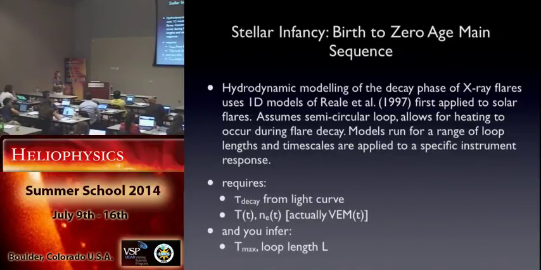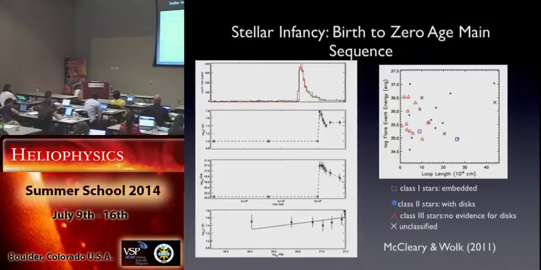But it allows you to use a couple of relatively simple observational measurements: the decay time from the light curve, the evolution of the temperature with time, the evolution of the density with time. From that, you can infer what the maximum temperature in the flare was, and what the loop length was. There are some simplifying assumptions you have to make, but it gives you a length scale that you can't access otherwise, since we can't spatially resolve stellar flares.